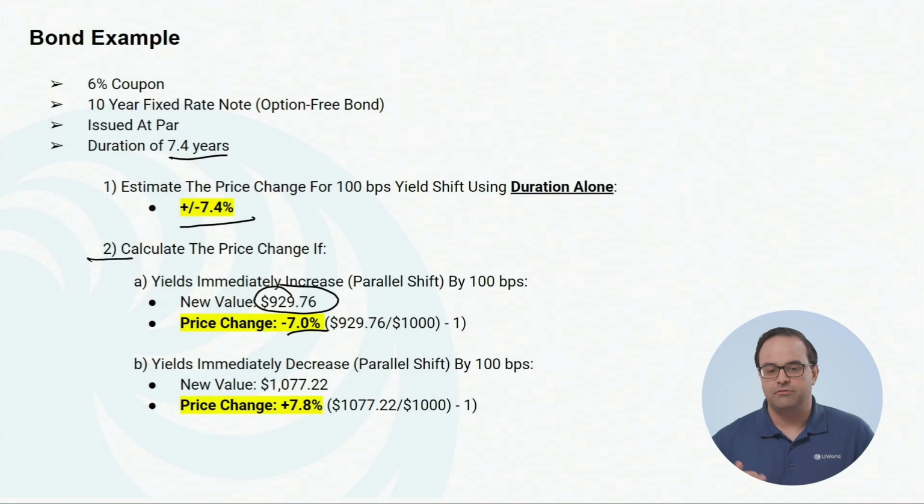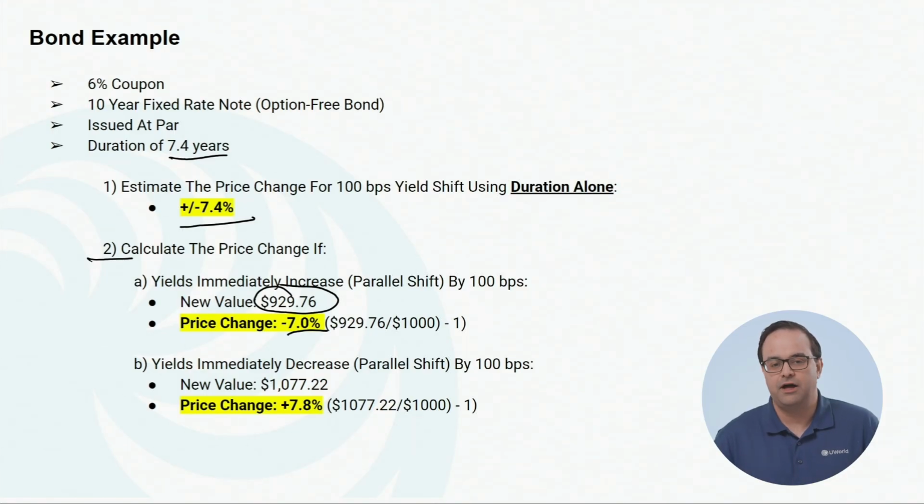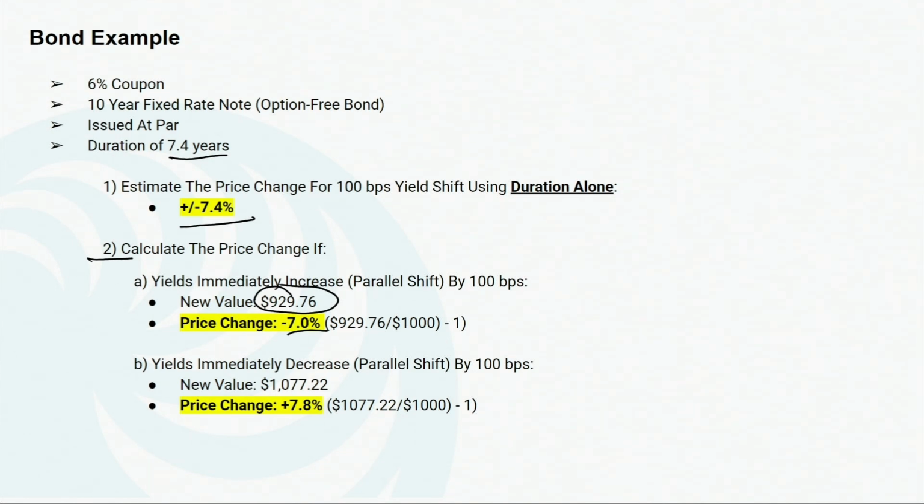Well, same financial calculator, and instead you're assuming yields shift lower by 100 basis points. So instead of the 6% yield and 6% coupon at a par issuance, you've immediately got a 5% yielding security with a 6% coupon that will now be at a premium to par, and the present value you'll find is going to be $1,077.22.